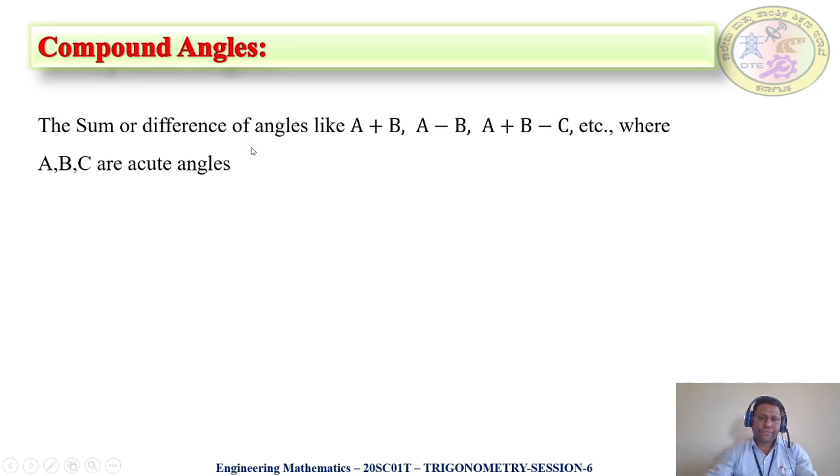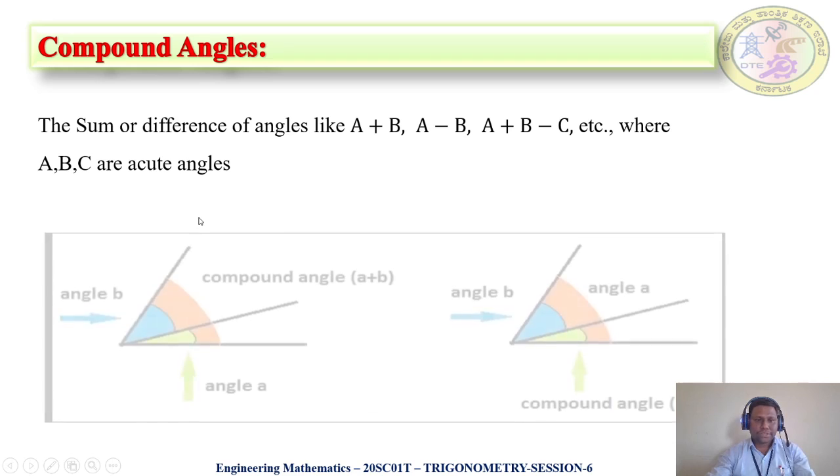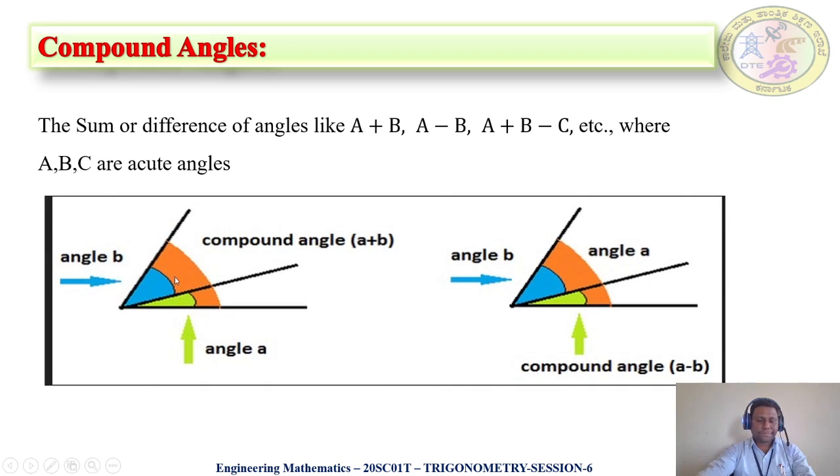The sum or difference of angles A, B, C. You can see A plus B is the sum here and A minus B is the difference. These angles, sum or difference, are compound angles. So you can see this diagram here.